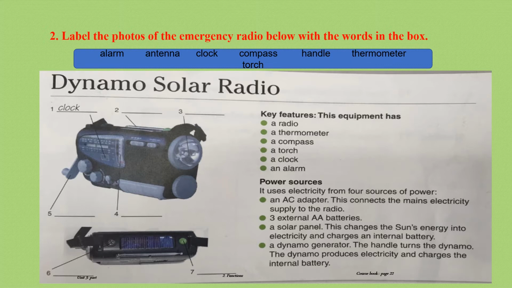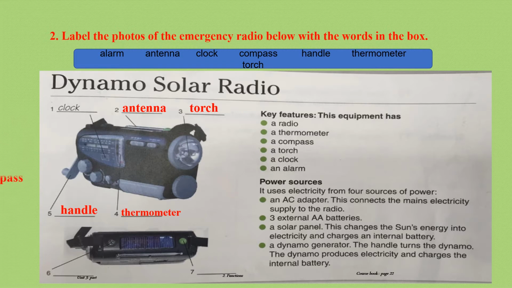Okay, welcome back. Let's check the answers together. What is number 2? Yes, this is an antenna for receiving signals. Number 3, of course, this is a torch. Number 4, excellent, this is a thermometer. 5, it's easy, this is a handle, very good.